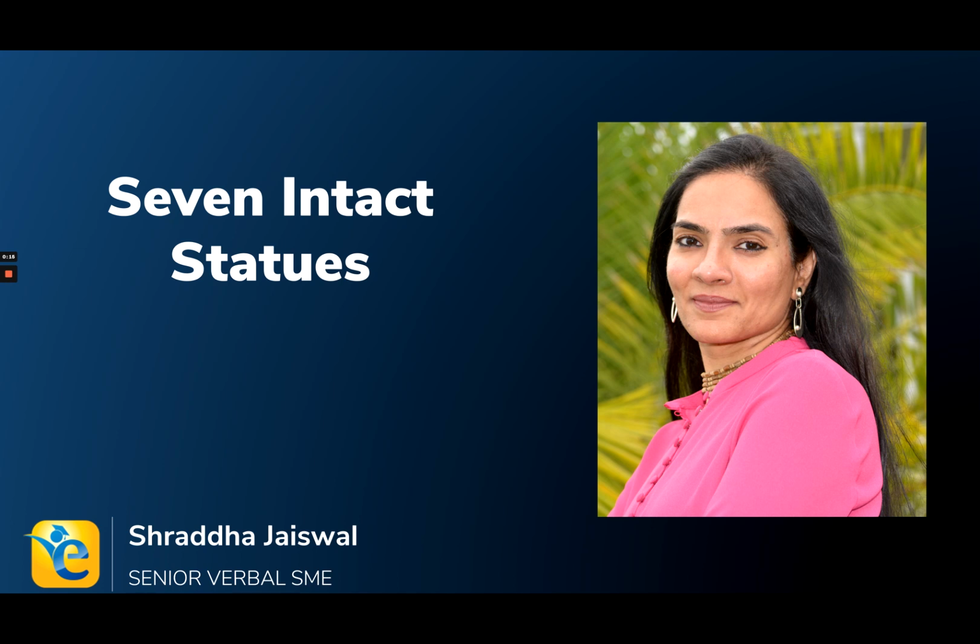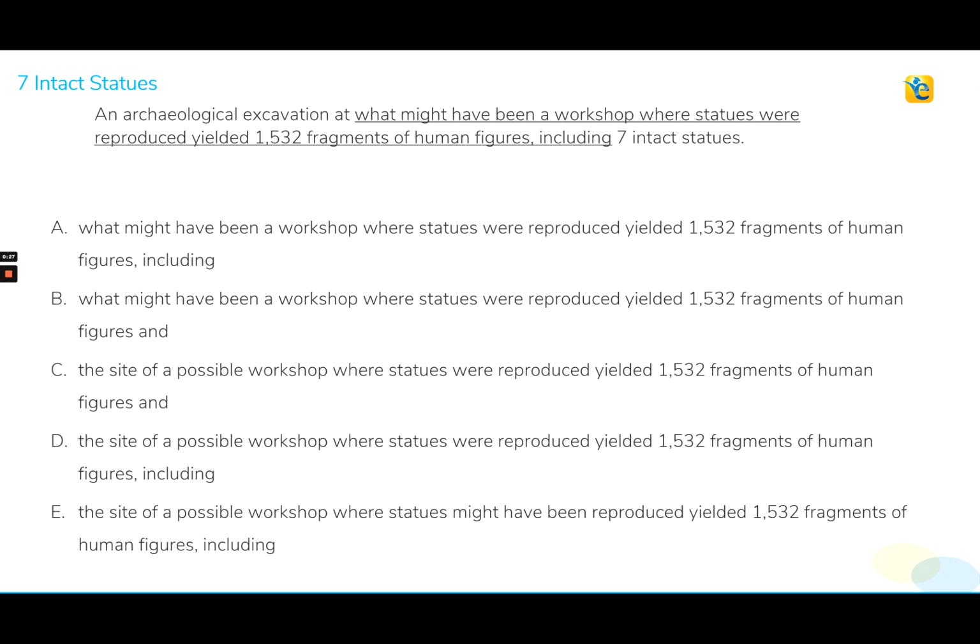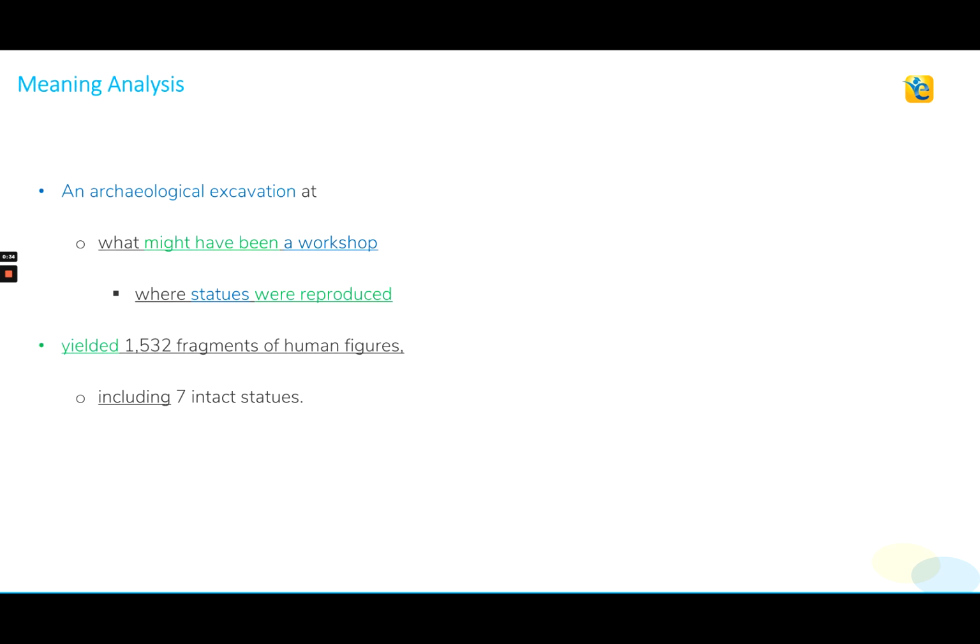I'm a senior verbal SME at e-GMAT, and today I'll show you how to solve this really difficult question very easily if we focus on the right parts of the sentence. So let's do so. In our three-step meaning-based approach, the first step is meaning analysis, in which we try to extract the meaning communicated by the original sentence. And in order to do so, we split our long sentence into smaller chunks to better understand the meaning.